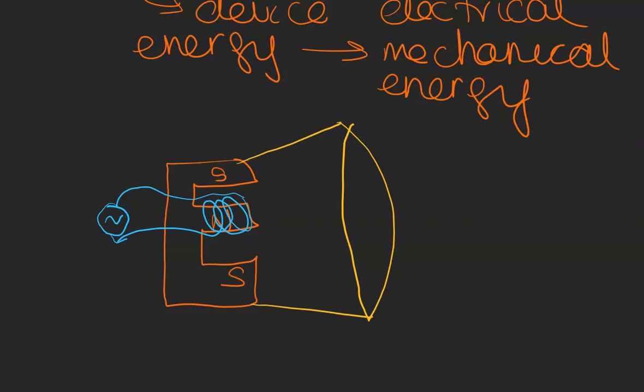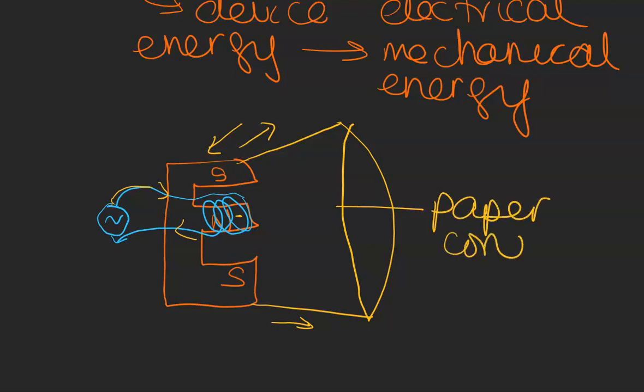And in essence, what happens is that as you have your current flowing here, you would have your magnetic field generated around the wire, and that interacts with the magnetic fields around the magnet. So in essence, you will have your force being produced, and this is your paper cone. So as the force produced changes direction due to the current being alternating, that change in direction of the force is what exerts a force on the paper cone.